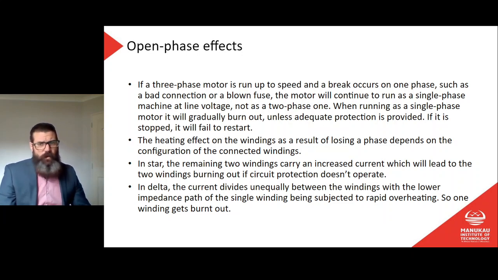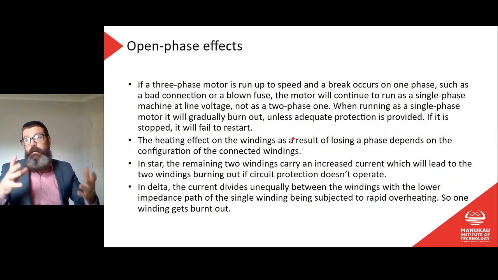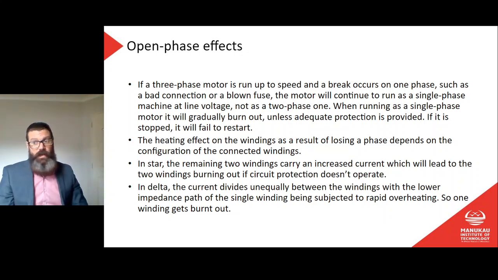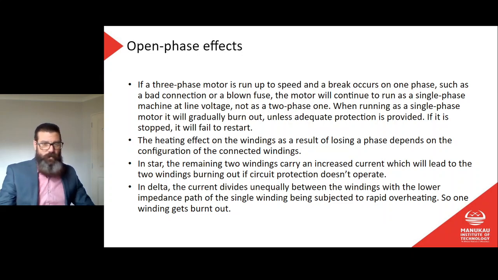The heating effect on the windings as a result of losing a phase depends on the configuration of the connected windings. In star, the remaining two windings carry an increased current, which will lead to the two windings burning out if circuit protection doesn't operate, because they're going to massively increase the current, and higher current in our cables means a greater chance of them burning out. In delta, the current divides unequally between the windings, with the lower impedance path of the single winding being subjected to rapid overheating. So one winding will get burnt out.